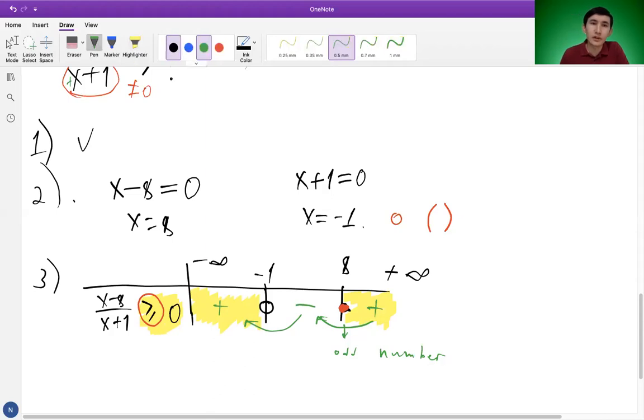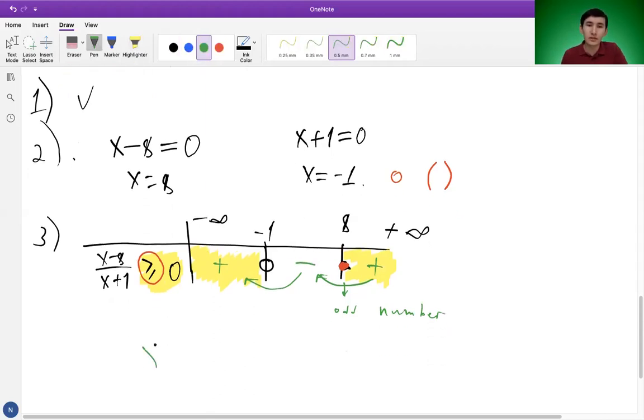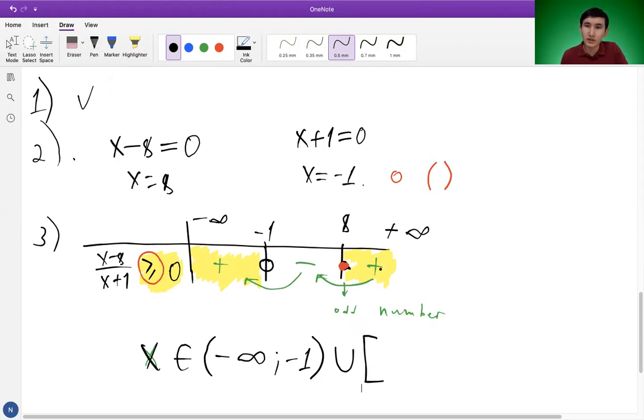So now finally, I can write the answer. x is an element of, starting from minus infinity till minus 1, and we close the bracket with a round bracket because here we have a non-filled circle. Union, and it means and. We use a straight bracket because we have a filled circle, starting from 8 till plus infinity. And that is the answer.